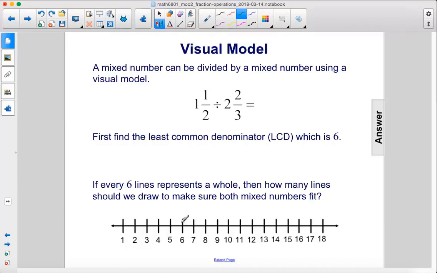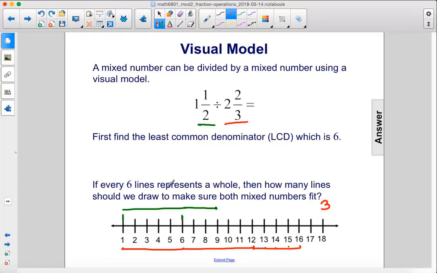1½ would be, so every 6 numbers is a whole, so 1½ would be 1, and a half would be 3 more, 1, 2, 3. So this would be 1½, and in red we have 2 2/3, so that would be 2, which is 1 to 6, and then 6 to 12, and 2/3 of 6 would be 4 more. 1, 2, 3, 4. But if you draw 18 lines, that's actually 3, because if 6 lines represents a whole, you would have a set of 6, and then another set of 6, and then one final set of 6. So this would be 3 wholes, and it would fit both of our numbers.